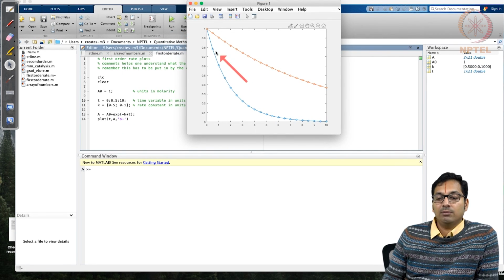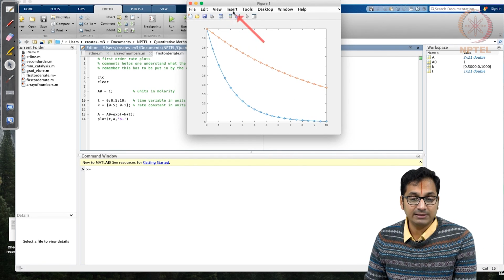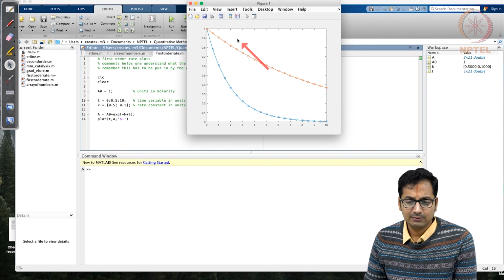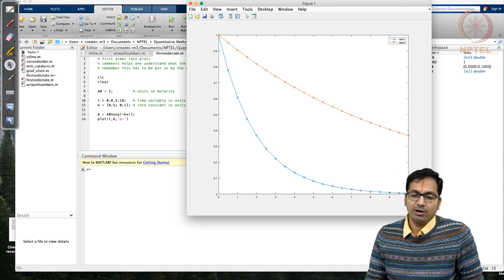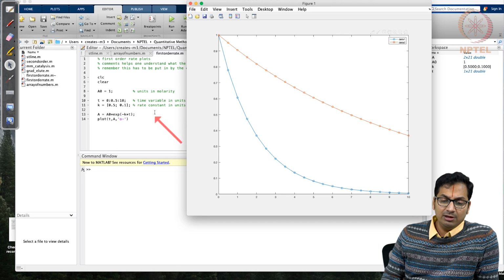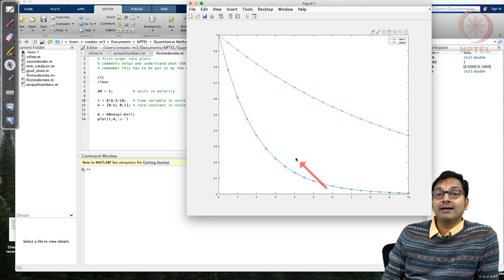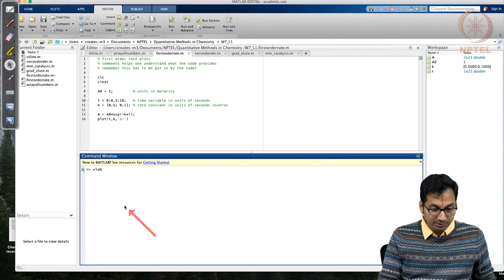The moment you run, you get two beautiful curves here. And remember, we can also insert a legend. What you are able to see is that data 1 is plotted in blue, which has a rate constant of 0.5 second inverse, and data plotted in red has a rate constant of 0.1 second inverse. What you are able to realize is that anything that has a higher rate constant tends to decay much faster.